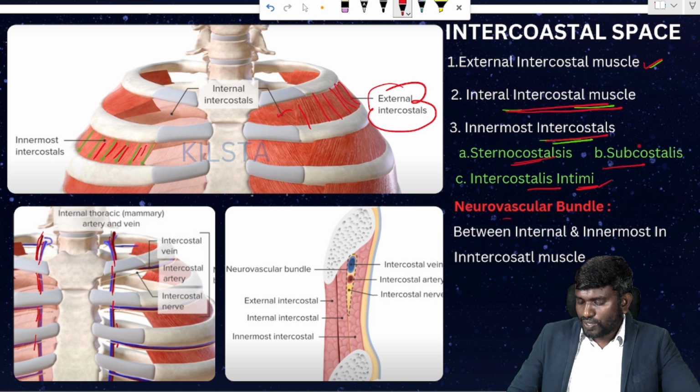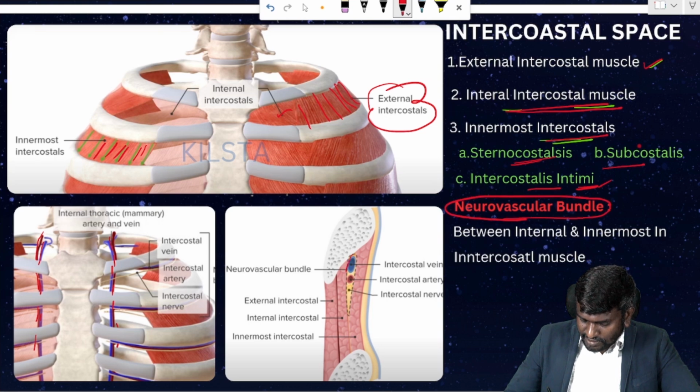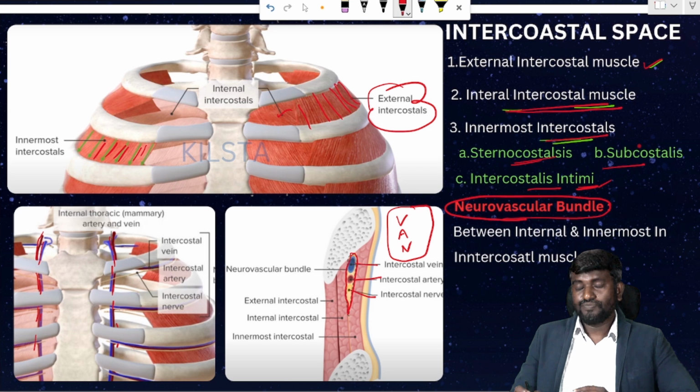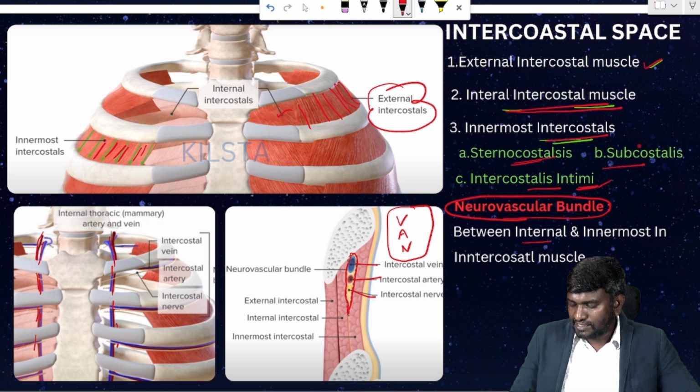Talking about the neurovascular bundle, which is very, very important. You see this structure here. This is called the neurovascular bundle. Please focus here. First one, this is going to be the intercostal vein. It is going to be the intercostal artery, and this is going to be the intercostal nerve. It comes with a simple mnemonic, as you can see there very easily. It's going to be called VAN. The neurovascular bundle, VAN, is located between the internal and the innermost intercostal muscle.